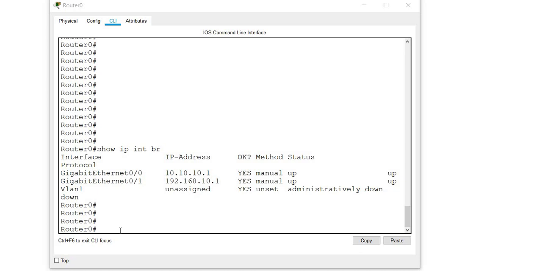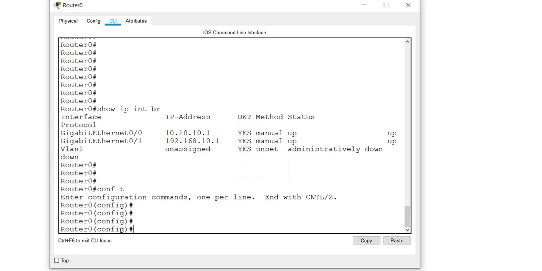So the next stage in this lab is to configure the OSPF routing protocol. I'll start with router 0, and the command to start the OSPF routing is router ospf, and I have to give it a number.